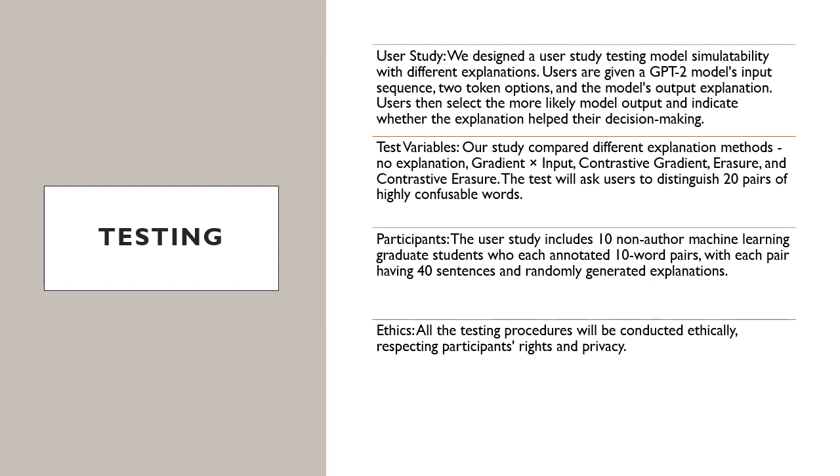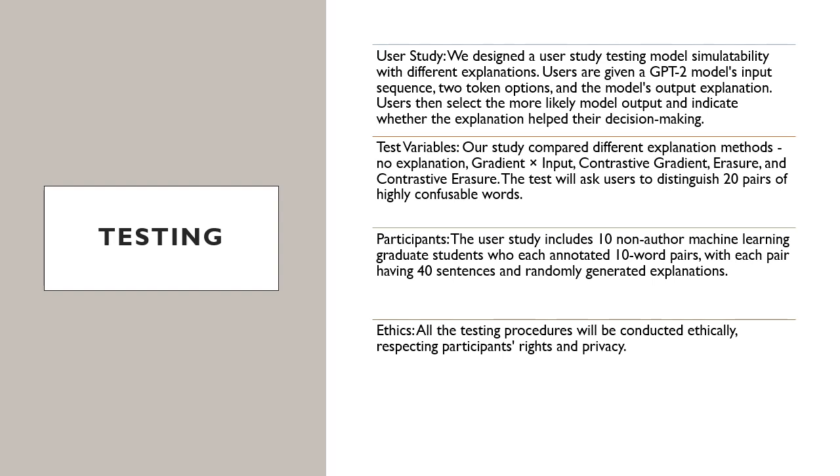Testing. Here, we designed a user study testing model with different explanations. Users are given a GPT-2 model's input sequence, two token options, and the model's output explanation. Users select the more likely model output and indicate whether the explanation helped with their decision making. Our study compared different explanation methods: gradient input, contrastive gradient, erasure, and contrastive erasure.